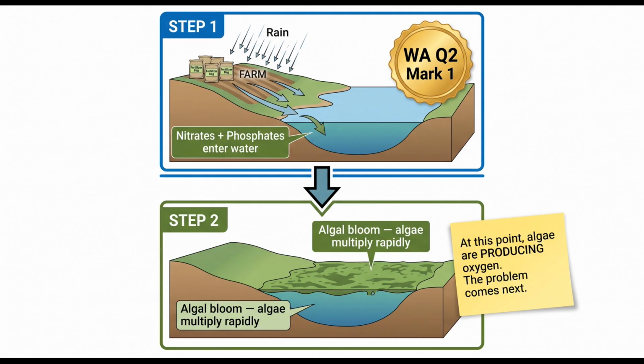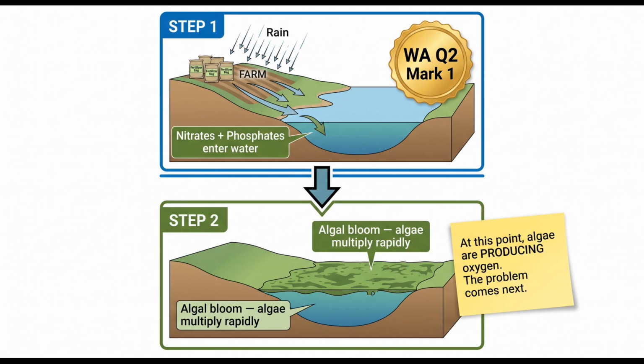This is the trigger. Step 2, the algal bloom. Algae love nutrients. Give them a sudden supply of nitrates and phosphates, and they multiply explosively. A thick mat of algae, the algal bloom, spreads across the water surface. The water turns green. The surface is covered.